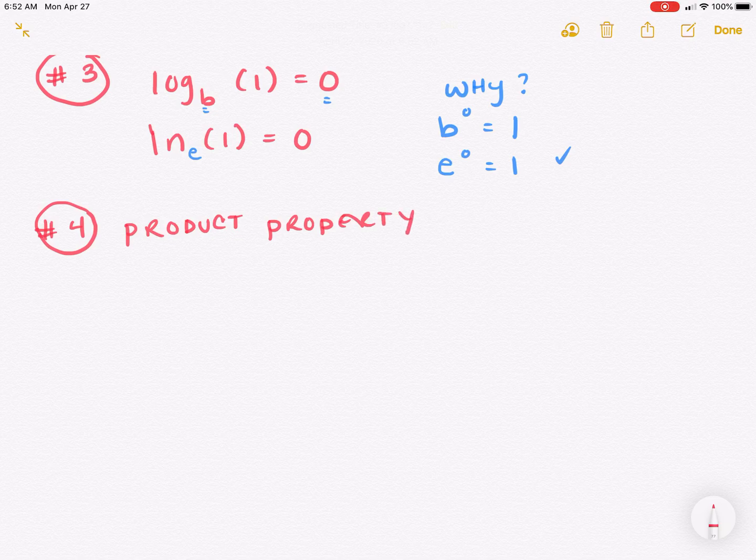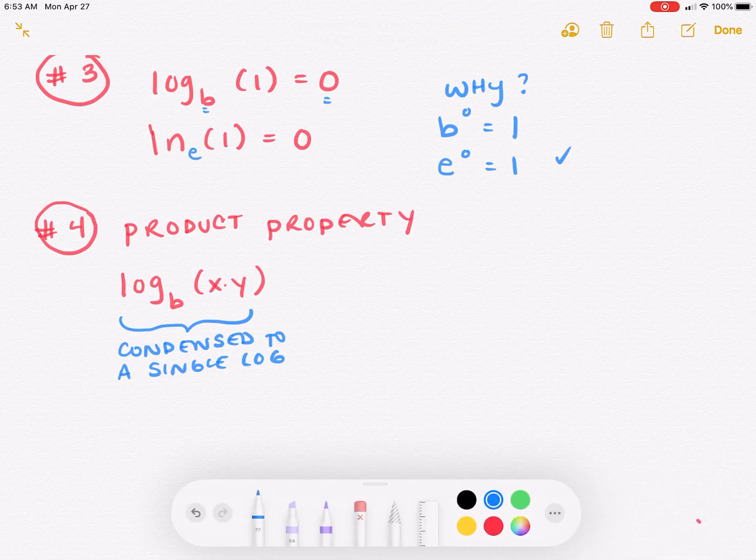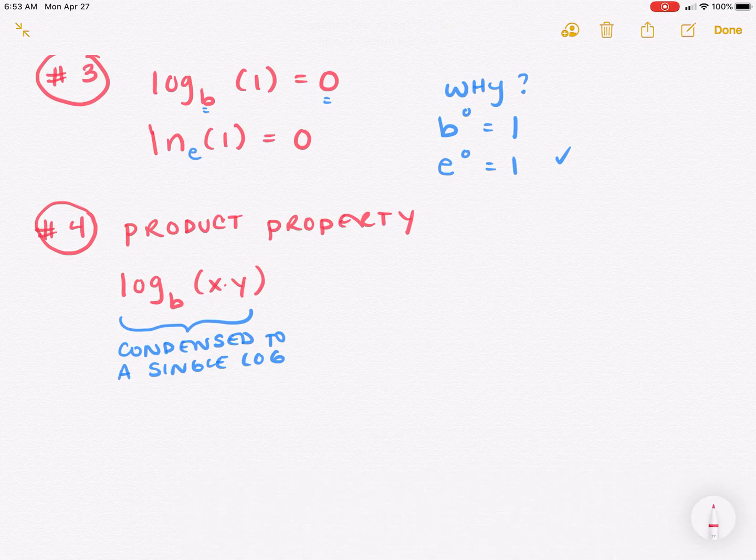And what it says is this, that if we have log base b of 2 terms in the input, maybe we see a multiplication dot, maybe we just see like 5x, but it's 2 separate terms. This, by the way, is what we would call condensed to a single log. So you might see directions that say something like write in condensed form. This is what I'm talking about. The input is a product, but we have a single log.